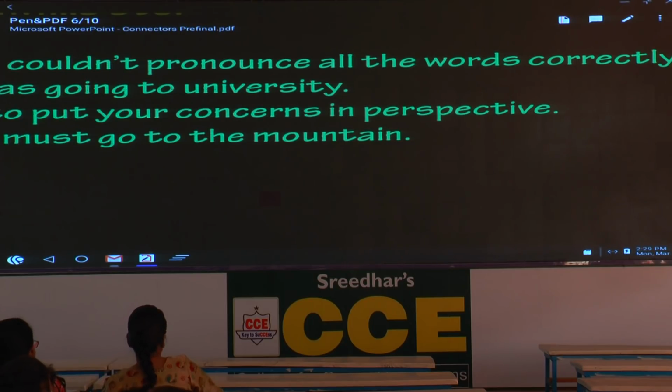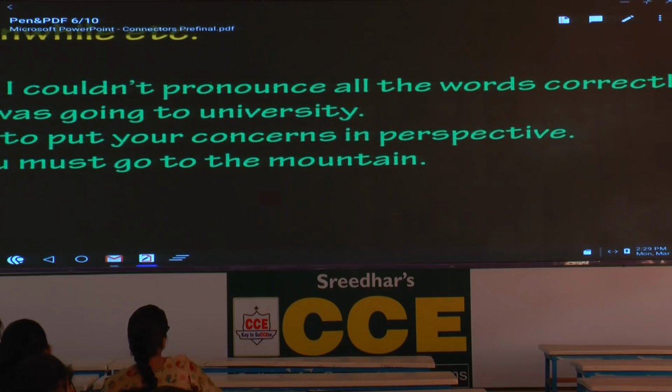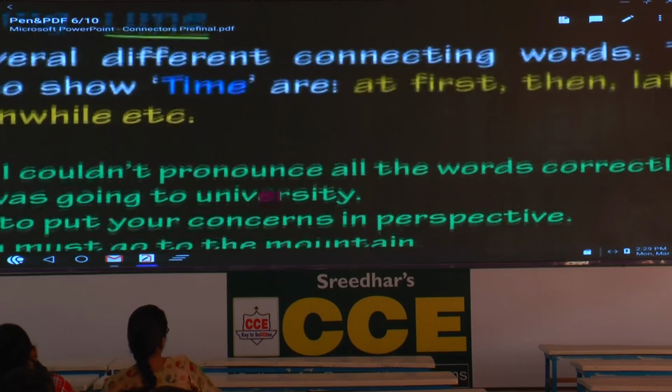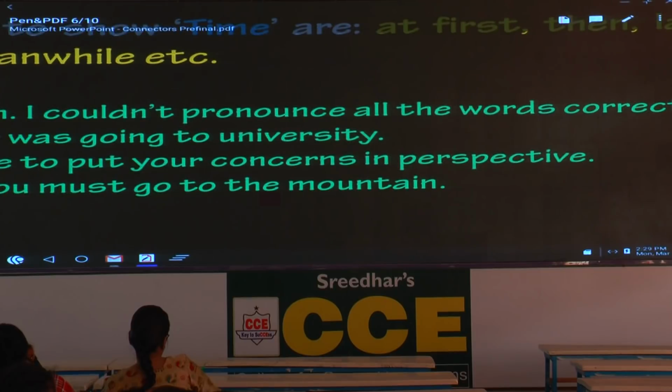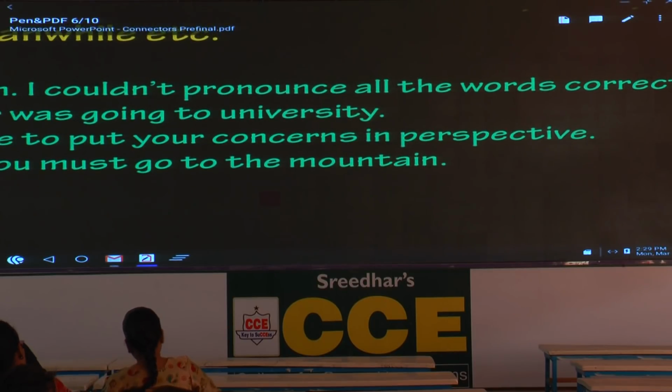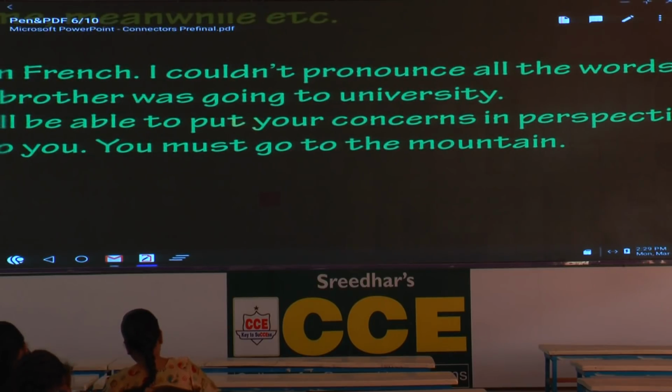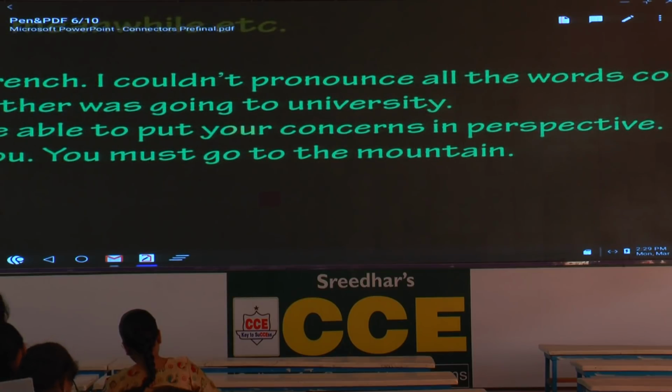Now, what do you think the appropriate connector? At first, that would be better. What is it? At first. That's what you said. That's good. At first, I couldn't pronounce all the words correctly.